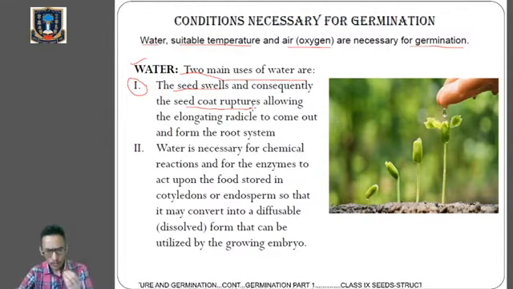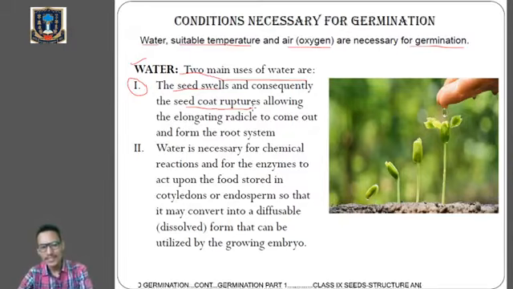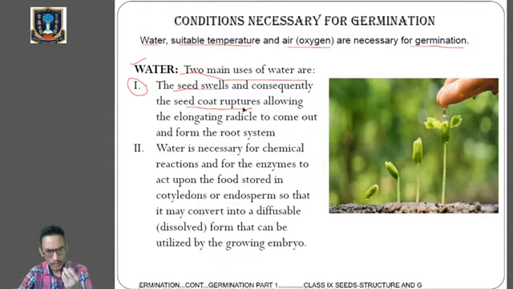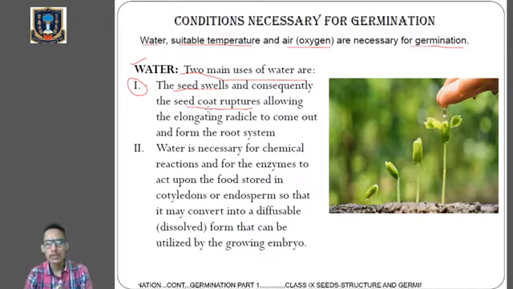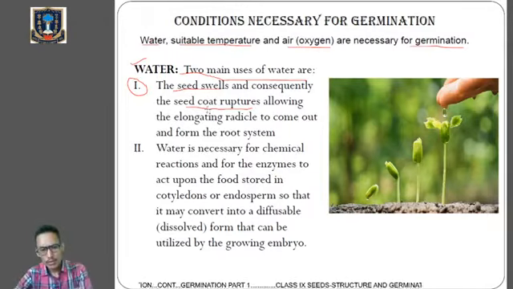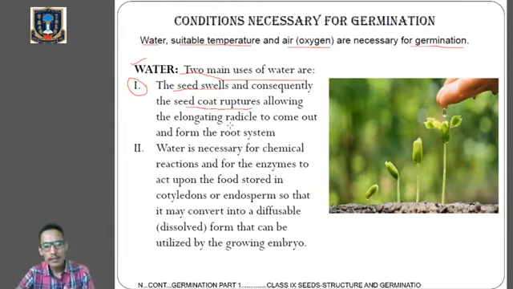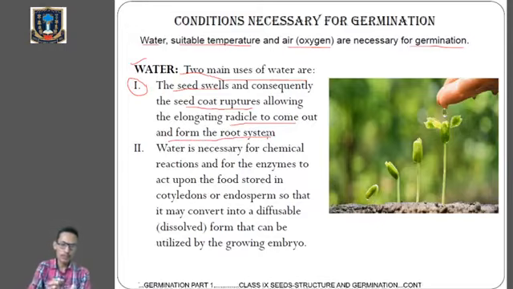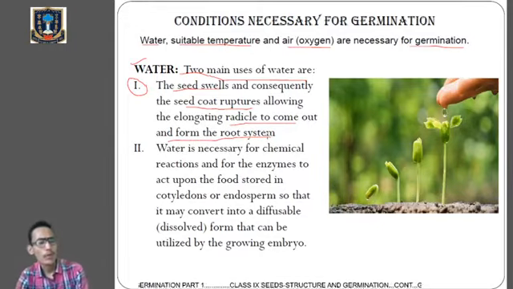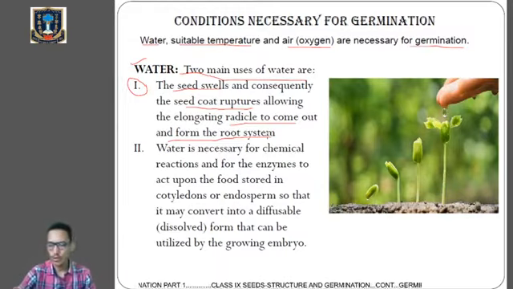So they are called the seed coat. The micropyle will help in the absorption of water, and this water absorbed by the seeds will lead to the swelling of the seeds and rupturing of the seed coat. Whenever the seed coat ruptures, the radicle comes out, and it forms the root system. So the radicle will come out and lead to the formation of the future root system. Number one, use of water.